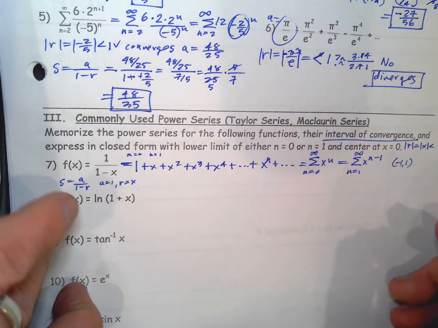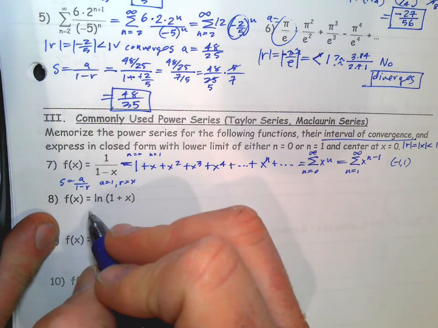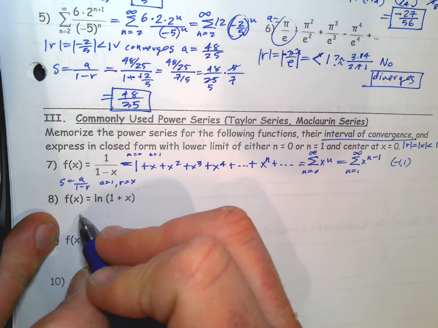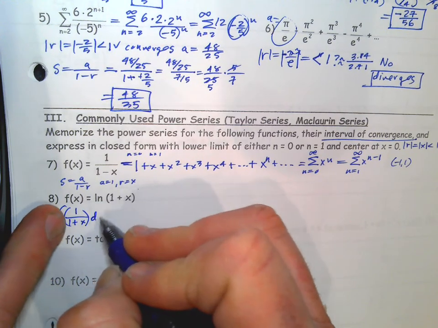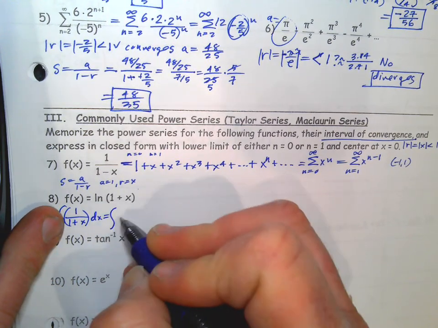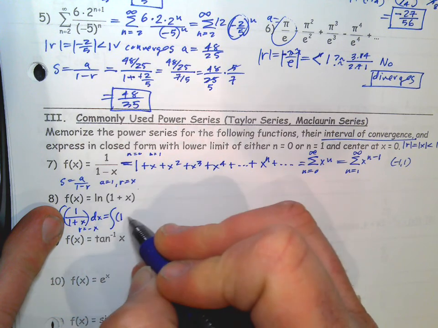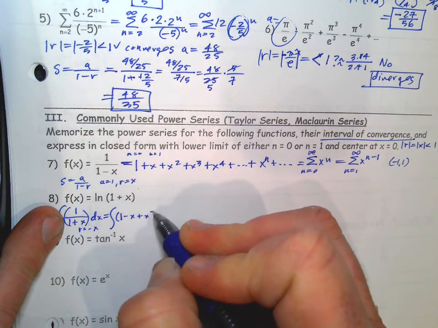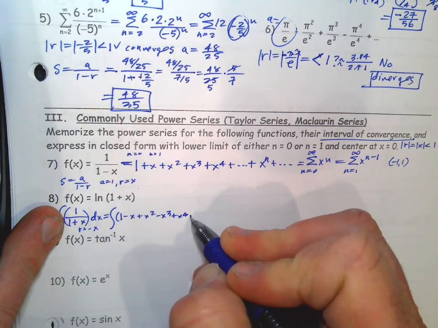So now the next one, I don't memorize this one, but I know quickly where it comes from, and this is just a good skill anyways. It comes from integrating 1 over 1 plus x, right? And that series is easy to write. It starts with 1, and the r value is negative x, actually. So minus x plus x squared minus x cubed plus x to the fourth, dot, dot, dot.